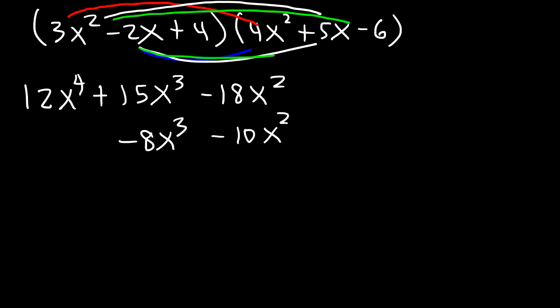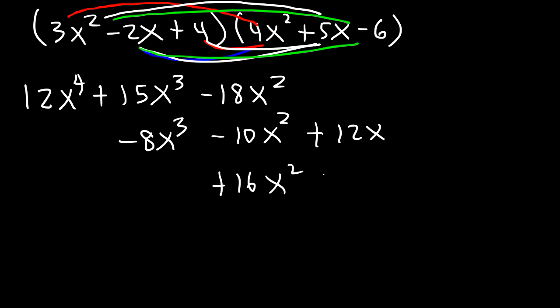Next, we have negative 2x times negative 6, which is positive 12x. Now let's move on to the next part. 4 times 4x squared, that's positive 16x squared. And then 4 times 5x, that's 20x. And finally, 4 times negative 6, which is negative 24.